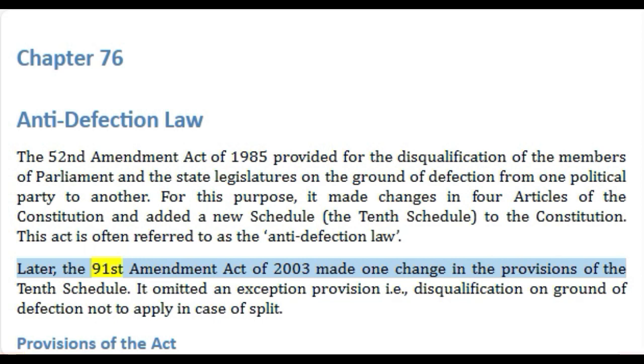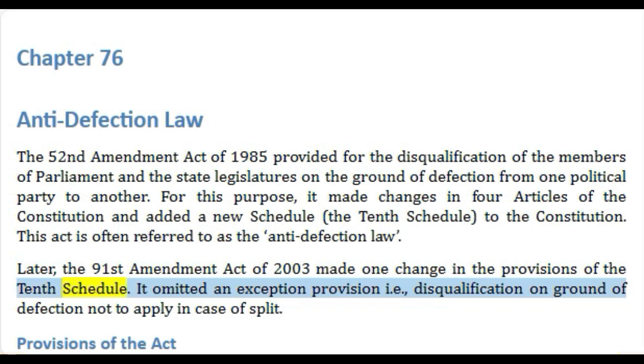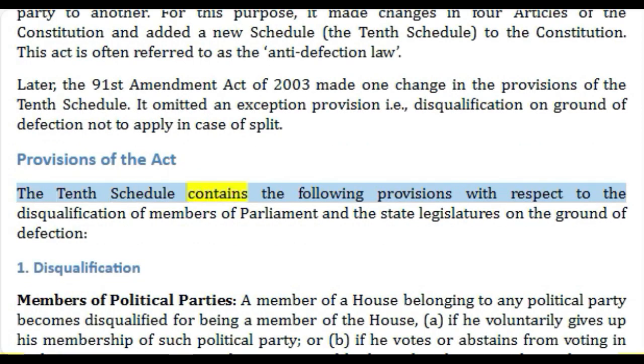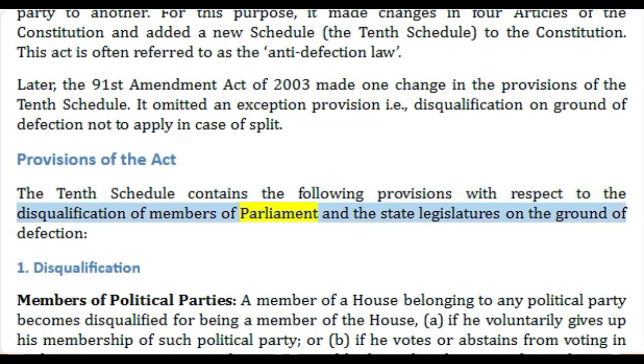Later, the 91st Amendment Act of 2003 made one change in the provisions of the 10th Schedule. It omitted an exception provision, disqualification on ground of defection not to apply in case of split. The 10th Schedule contains the following provisions with respect to the disqualification of members of Parliament and the state legislatures on the ground of defection. 1. Disqualification.